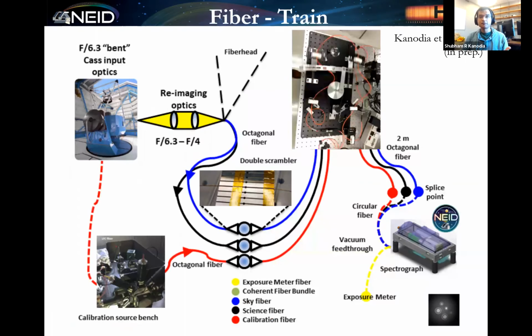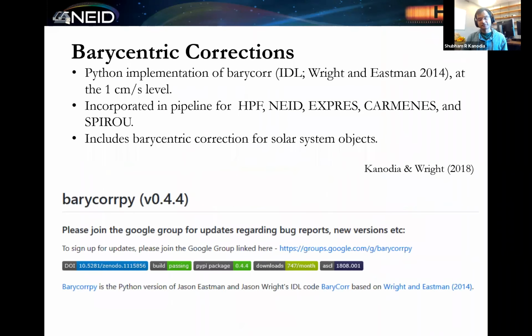And as part of NEID, I was involved in something very similar, which is working on the fiber feed for the instrument, trying to figure out how to pipe light down from the telescope, down to the basement where the cryostat is, and how to make it as stable an illumination as possible. But apart from the fiber feed, I also worked on implementing this algorithm, Barycorrpy, which is used to estimate the barycentric corrections at the centimeter per second level.